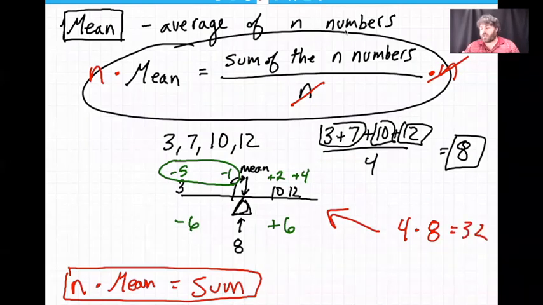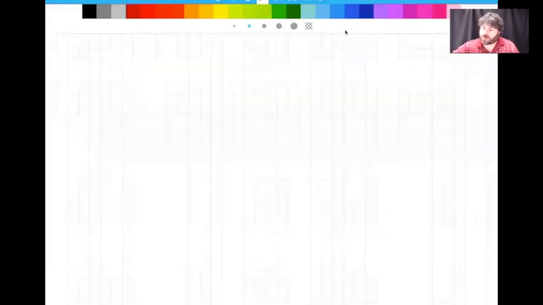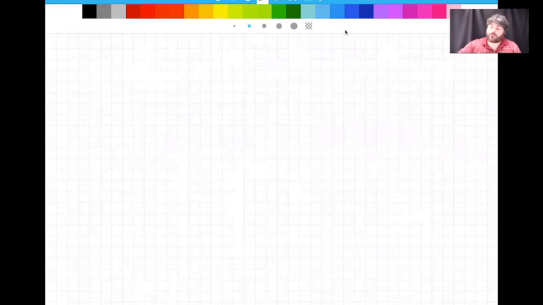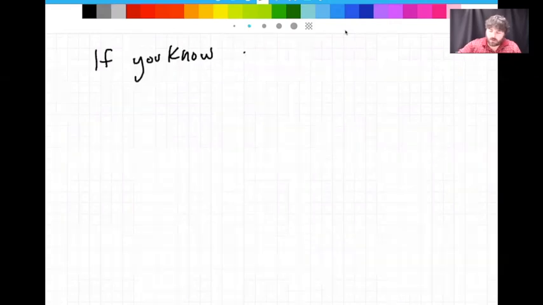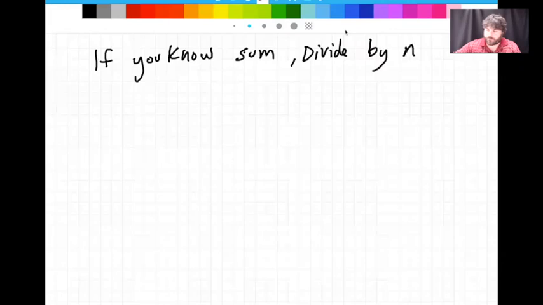So if you're given the mean and the number of numbers, you can find the sum pretty quickly. Just multiply those two things together. Okay, it's an alternate form of that equation. So if you know the sum, divide by n to find the mean. Pretty basic, right? If you know the sum, you just divide by the number of numbers to find the mean.